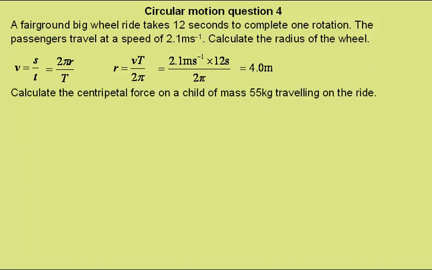Calculate the centripetal force on a child of mass 55 kilograms travelling on the ride. Well, for this we can use centripetal force is equal to mass times speed squared over radius. Putting in the figures gives a force of 60.6 newtons.